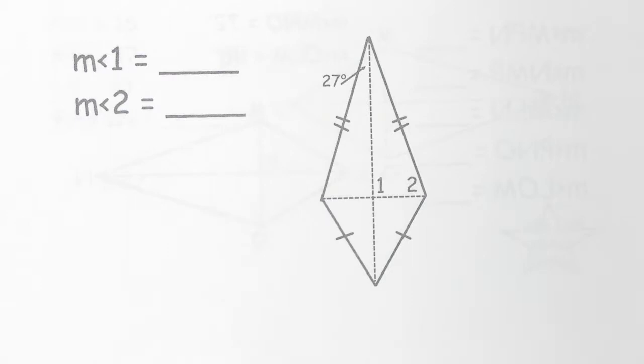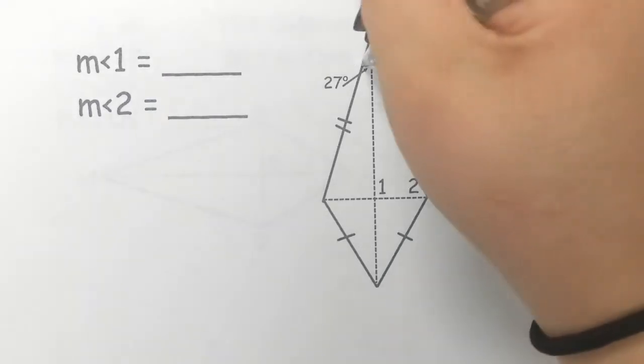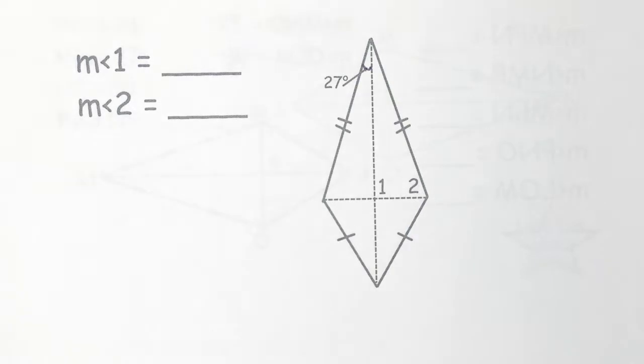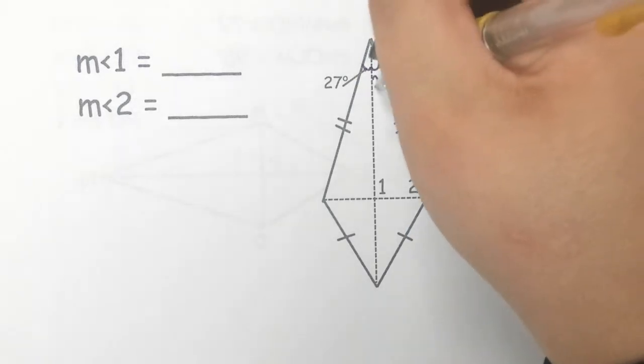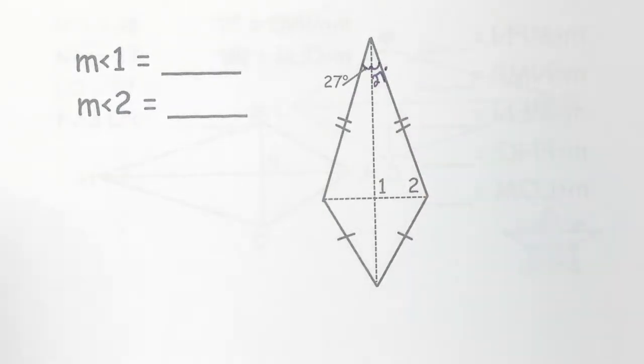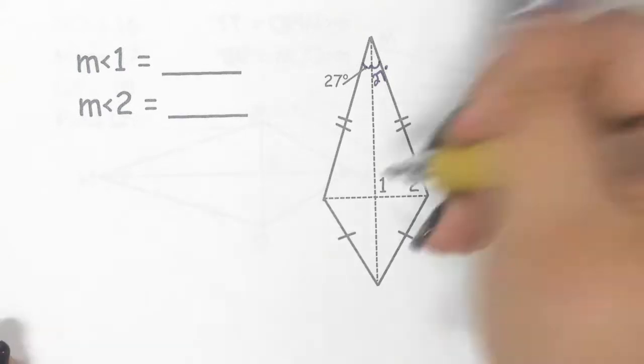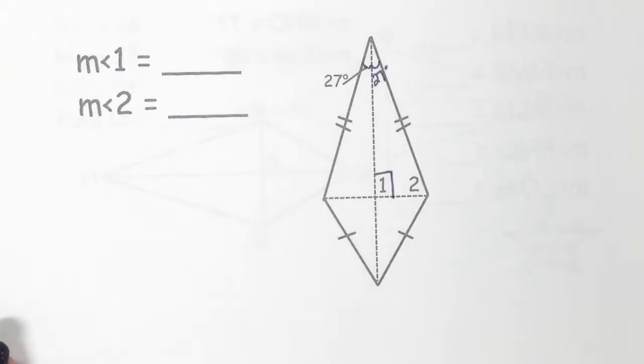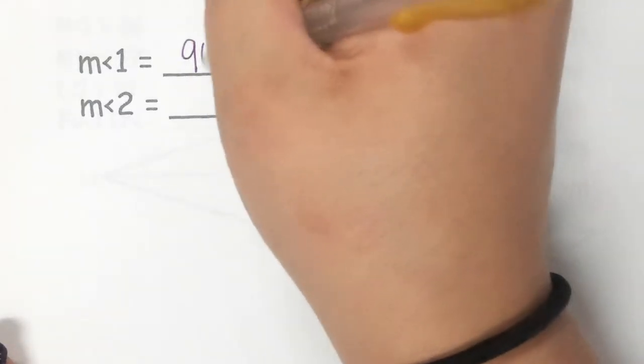All right, hey, draw this, please. We can get this done in less than 10 minutes if we can be quiet and draw and work. If this angle right here is 27, what do I know? The other angle is 27. Why? It's the long one and it bisects. What is angle 1? 90.